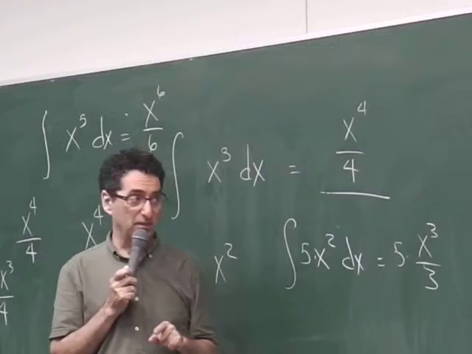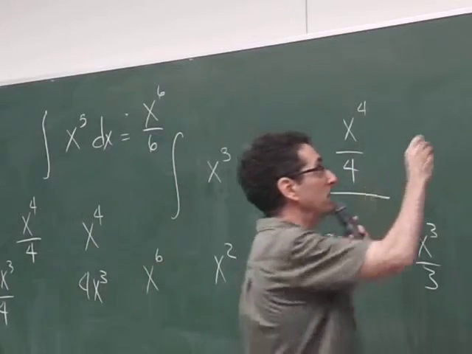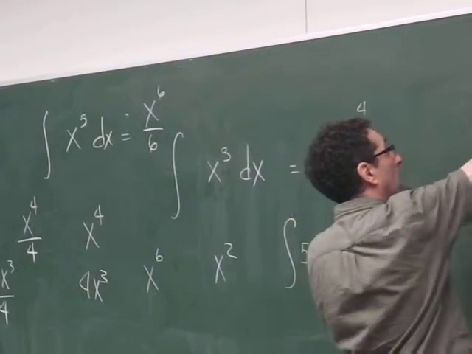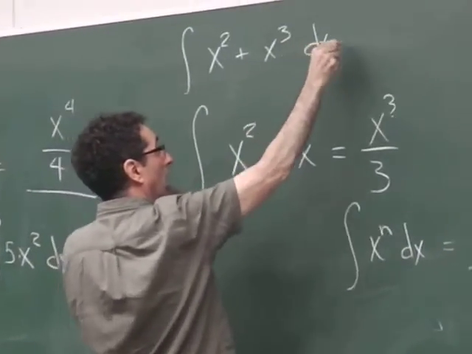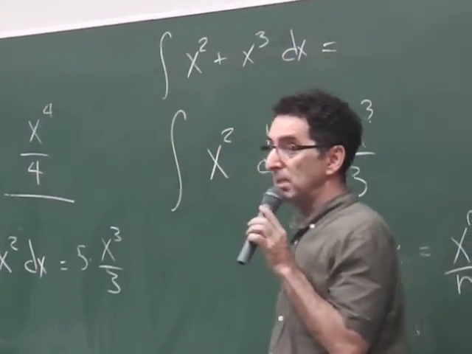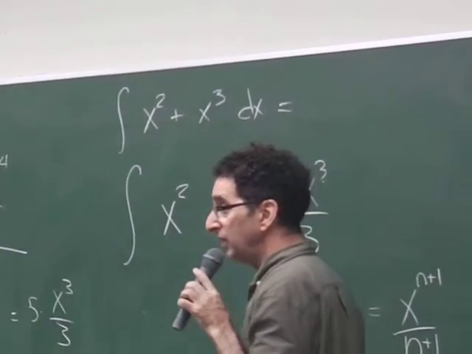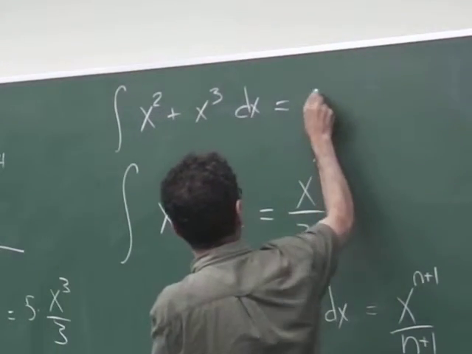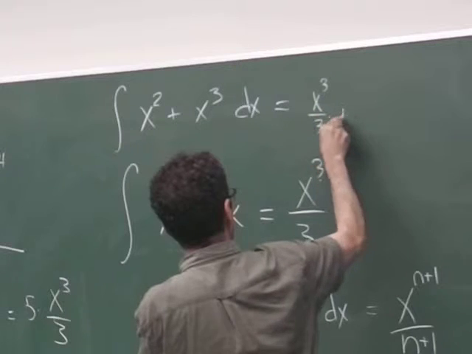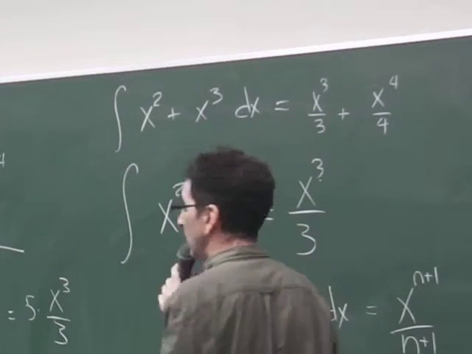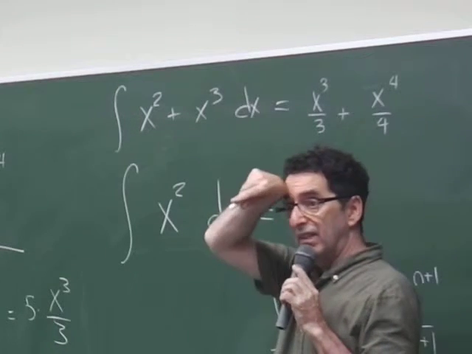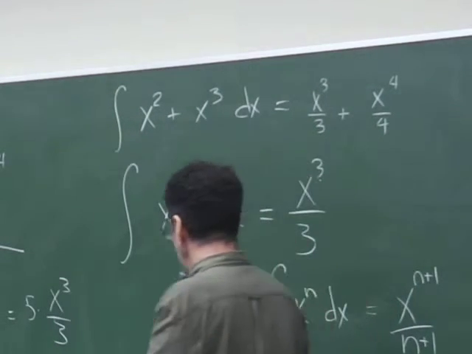All right? And how about if I ask you for this? Then you can just do it piece by piece. So what's it going to be? X cubed over 3 plus x to the 4th over 4. Okay? Everyone get it? Okay, how about this one?